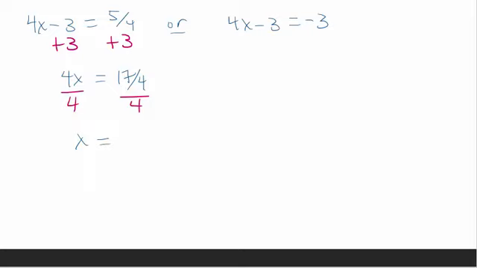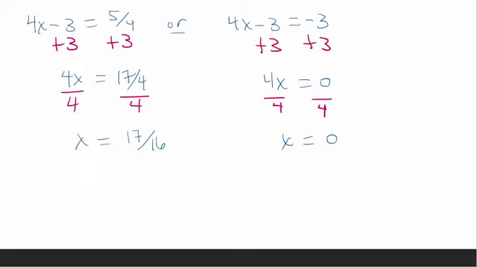You really are going to multiply those 4's together. 17/16. And then the other equation, we'll add 3 to both sides. And negative 3 plus 3 is 0, so we get 4x is 0, and then divide by 4. And we also get a 0. Okay, so altogether, x could be either of these answers, 0 or 17/16.